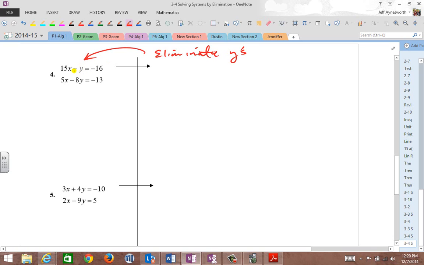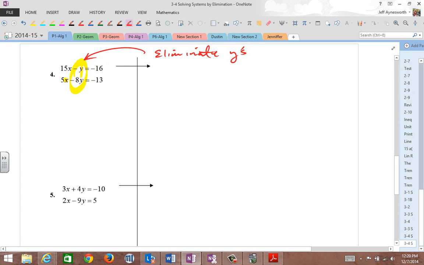Now, the coefficient here is negative 1y, and the coefficient here is negative 8y. So I want you guys to get your eyes on these y terms, and just think to yourself, what's the opposite of negative 8y? Well, it's positive 8y, right? So we can multiply the first equation by negative 8, all right, and then add it to the second equation.